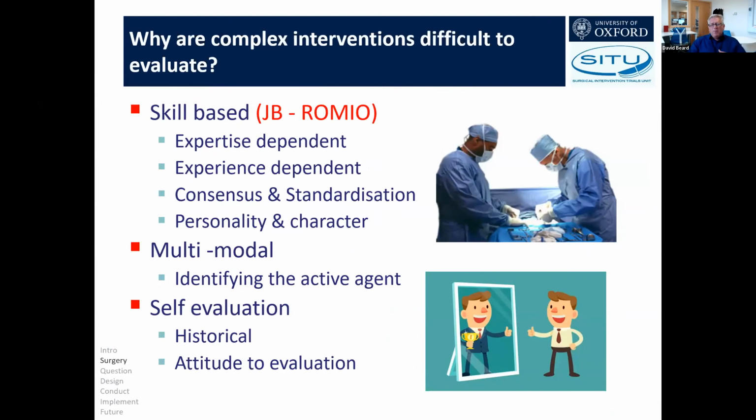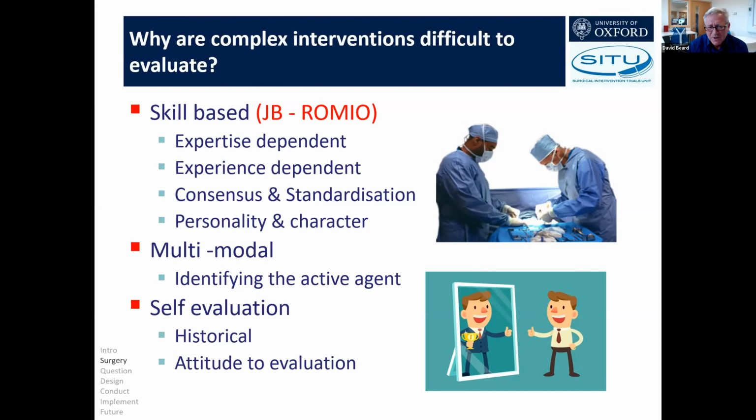So why are complex interventions such as surgery difficult to evaluate? Well, mainly because they're skill-based. And again, you'll see these red highlights here, which Jane will pick up in detail later on. It's expertise dependent, which means you've got to have the skill to do it in the first place and be taught well. It's experience dependent, how long you've been doing it. Everybody wants to have somebody who's been doing it for a long time, usually.